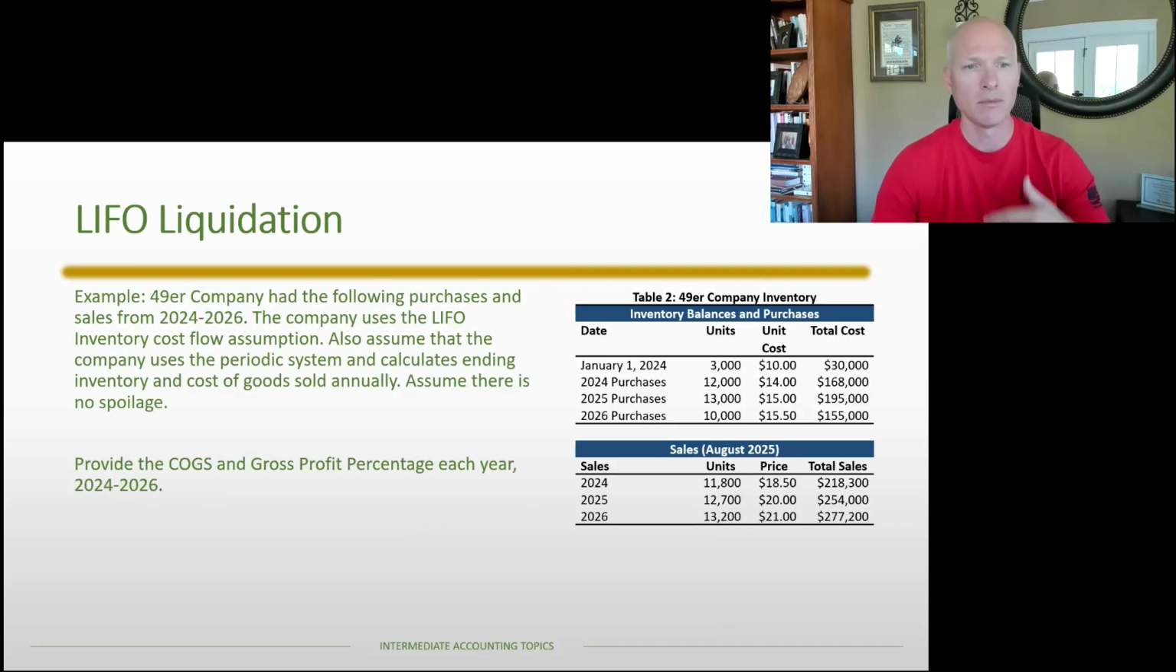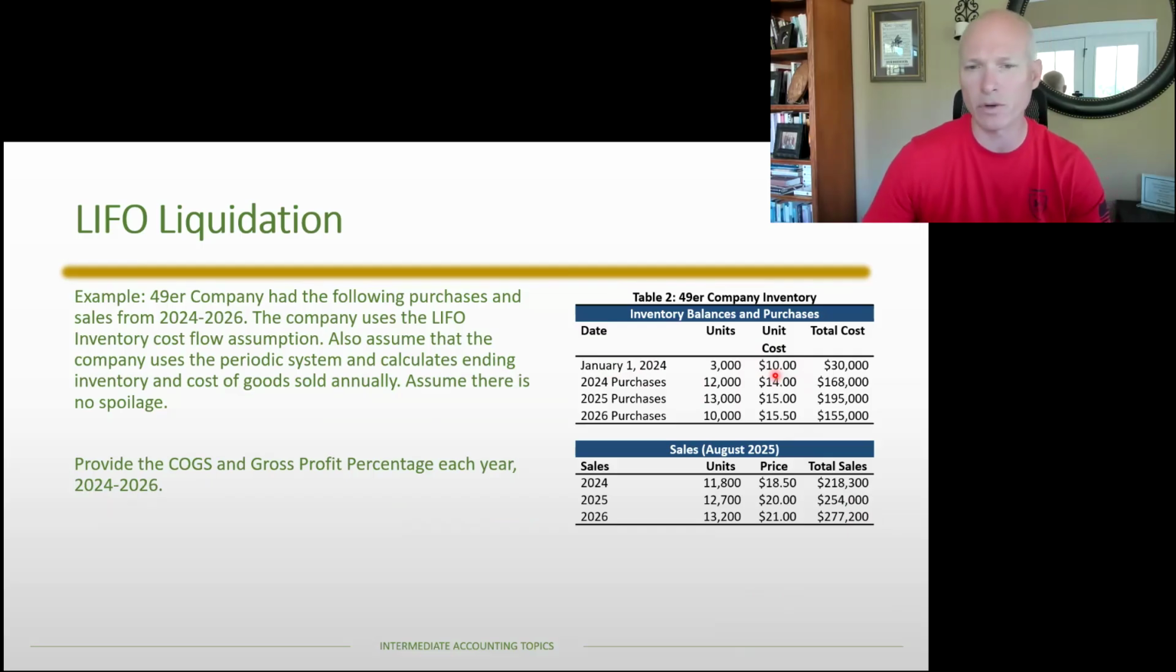And so we have the following purchases. Notice we have several different years. We have a beginning balance in 2024. What I did was create a situation where prices are going up, but we have some pretty old costs sitting on our balance sheet. Prices are generally going up, but that's a pretty big jump between our beginning balance and the purchases we made in 2024.